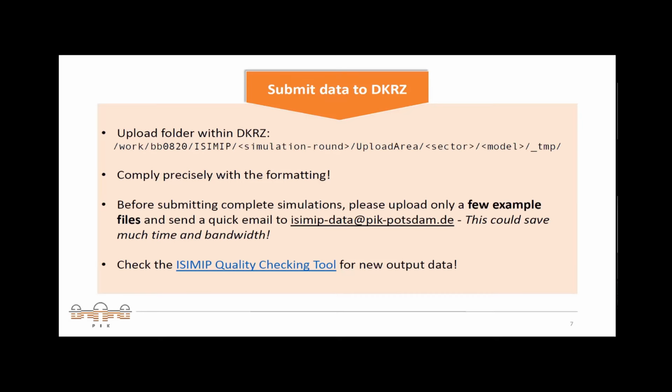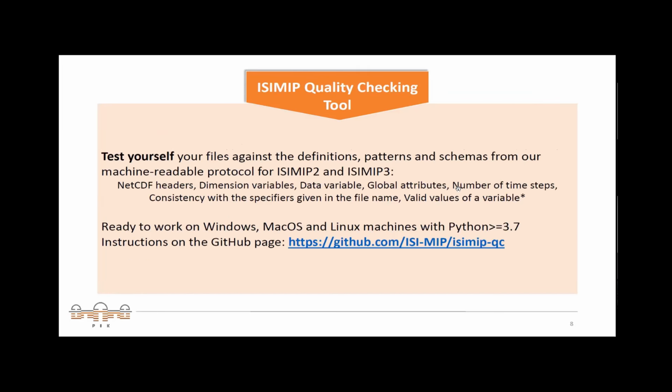And recently, we released the ISIMIP quality checking tool so that you can try some of these checks on your own. So please, next slide. This is the list of things that you will be able to check on your own: headers, dimension variables, data variables, global attributes, and so on. This is easier to use on Mac and Linux machines, but we also have instructions on how to do this if you are working on Windows. And you can check our GitHub page.